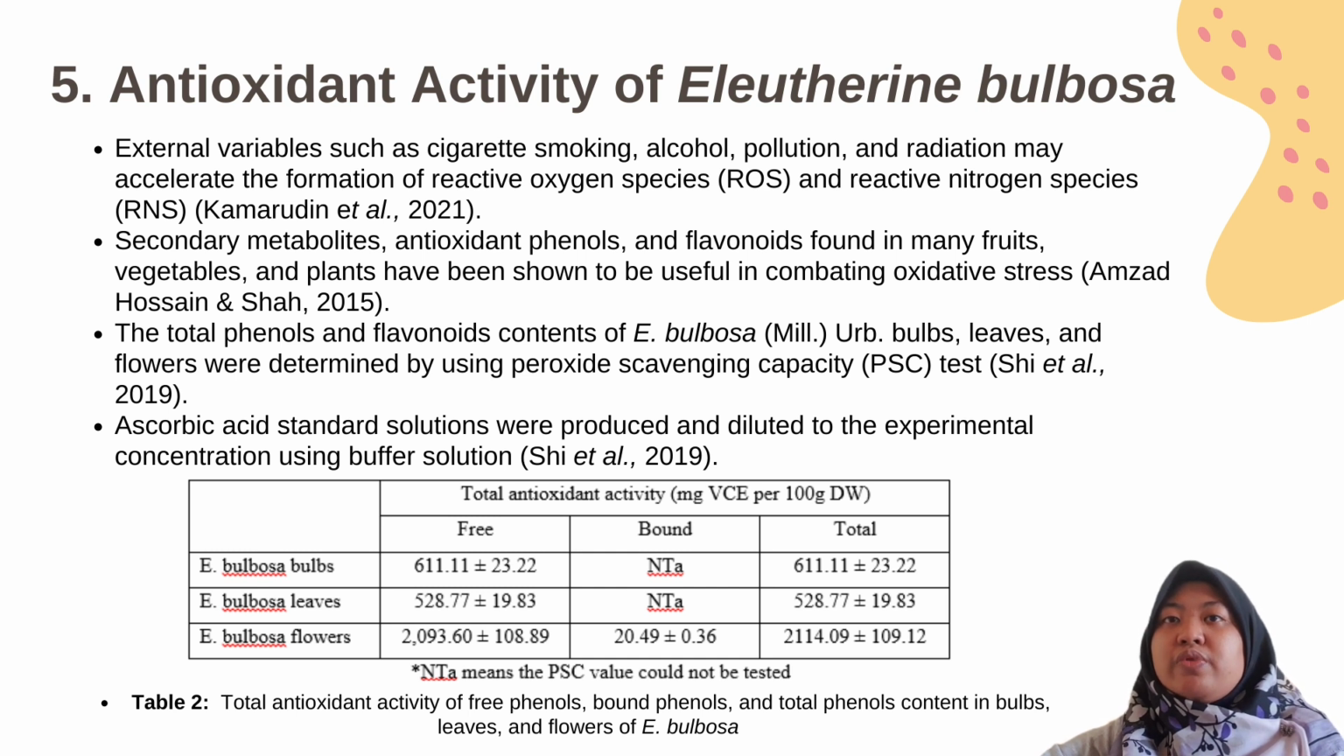Because of the growing need for natural antioxidants and food preservatives, the antioxidant capability of medicinal plants has received more study. The terpenoid and flavonoid content of the E. bulbosa bulb, leaf, and flower was determined by using a peroxyl radical scavenging capacity (PSC) test. The higher the flavonoid or total phenol concentration, the greater the antioxidant potential.